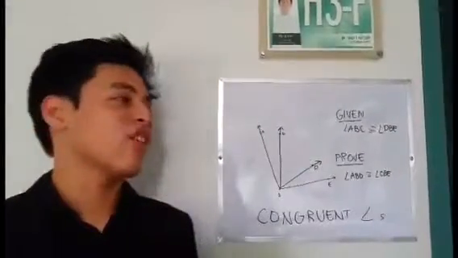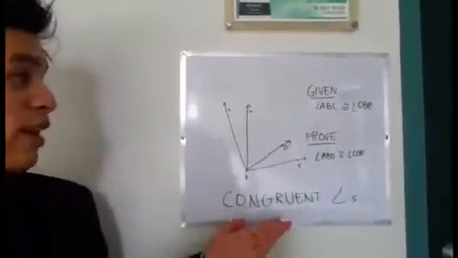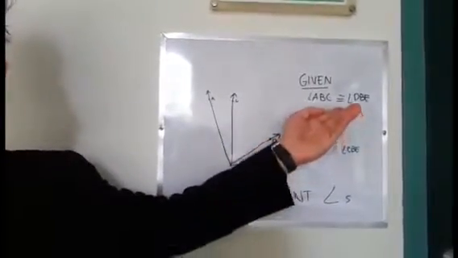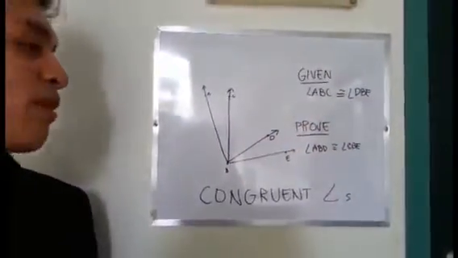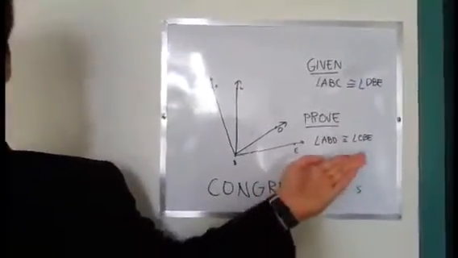Cruz, and I will be teaching you about congruent angles. Okay, if you look closely in the figure, we're given this. Angle ABC is congruent to angle DBE. But we have to prove that angle ABD is congruent to angle CBE.